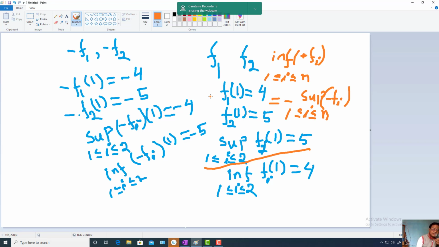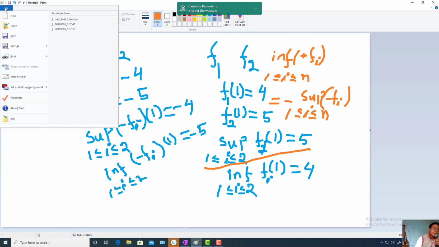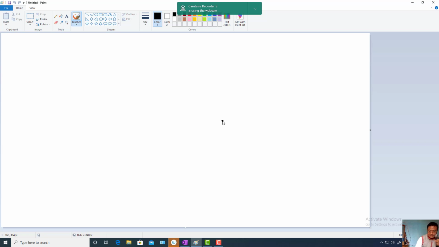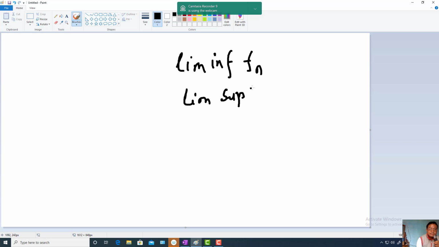And then let us talk about limit supremum and limit infimum. What are limit infimum and limit supremum? There are two concepts: limit infimum of fn and limit supremum of fn. This means you take n going from 1 to infinity. Here you are not considering a finite sequence of functions, you are considering an infinite sequence of functions.